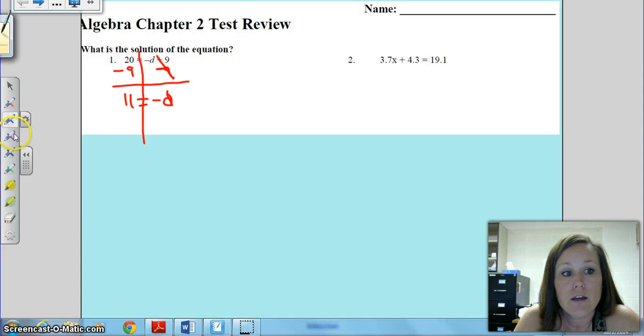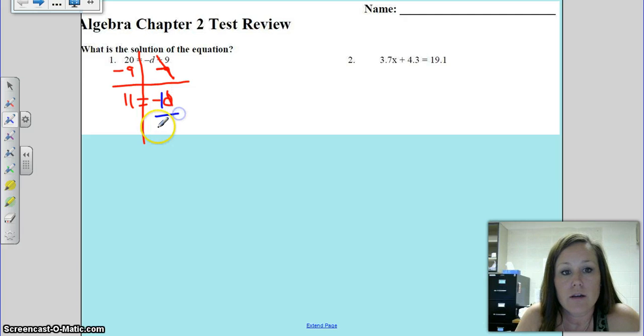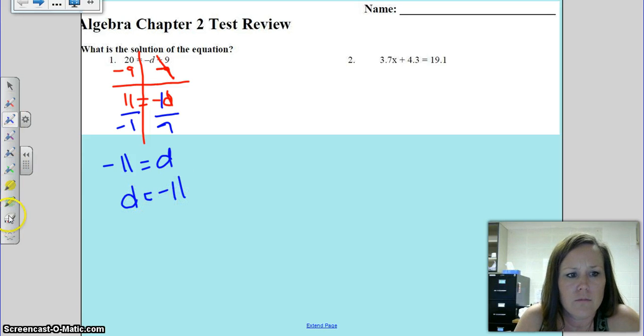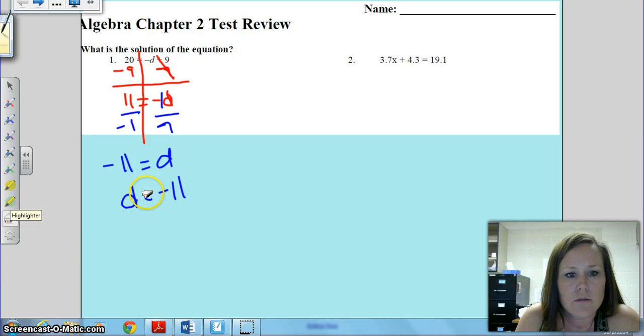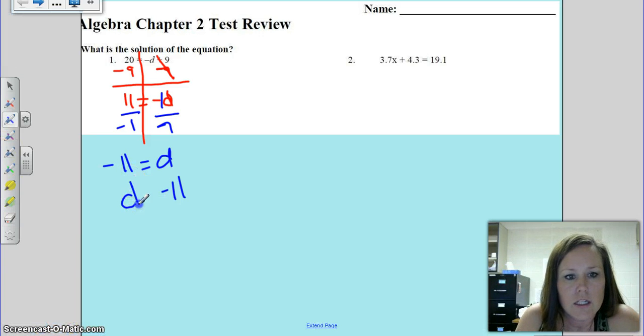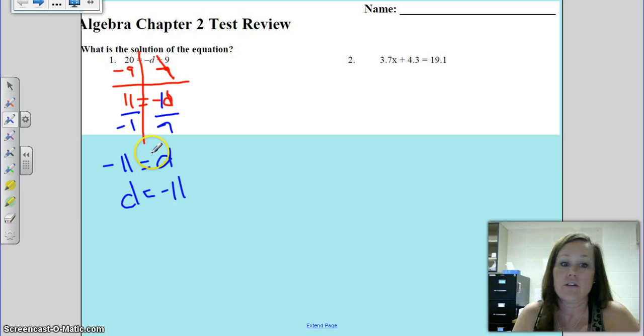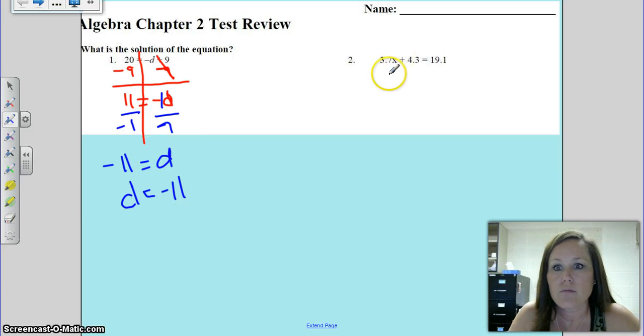Now, several of you today were like, okay, so can I have d be negative? You have an invisible 1 right here. Divide by negative 1, divide by negative 1, and I end up with d equals negative 11. For some reason, this thing is being wonky today and not wanting to be nice to me. So d equals negative 11, pretend that's an equal sign. All right, let's keep going.